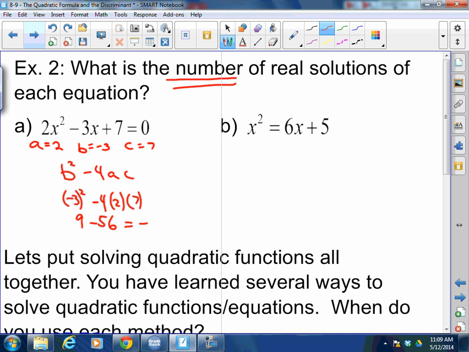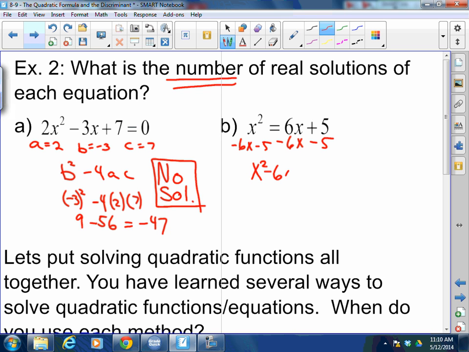That's going to be negative 47. So how many solutions do we have here? None. No solutions. If my discriminant is less than 0, there are no solutions. You're done. B. What do you think I'd have to do first for B? Thank you. Put it in standard form. So let's subtract the 6x and the negative 5 from both sides. And I got x squared minus 6x minus 5 equals 0.